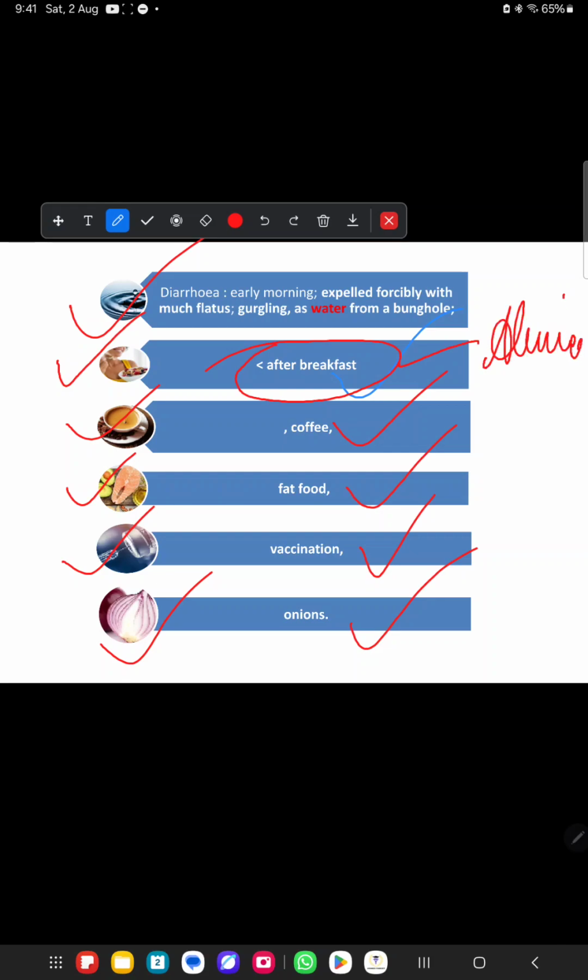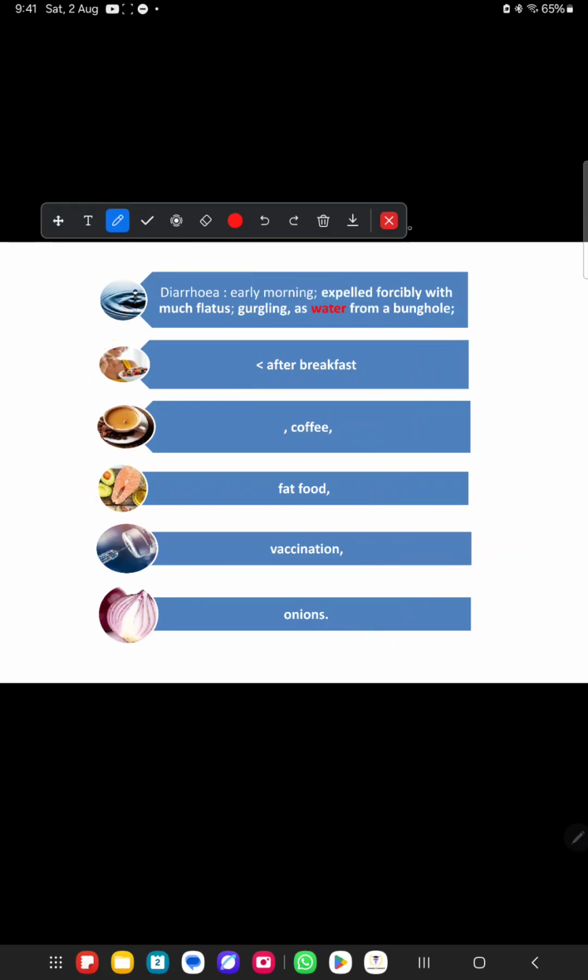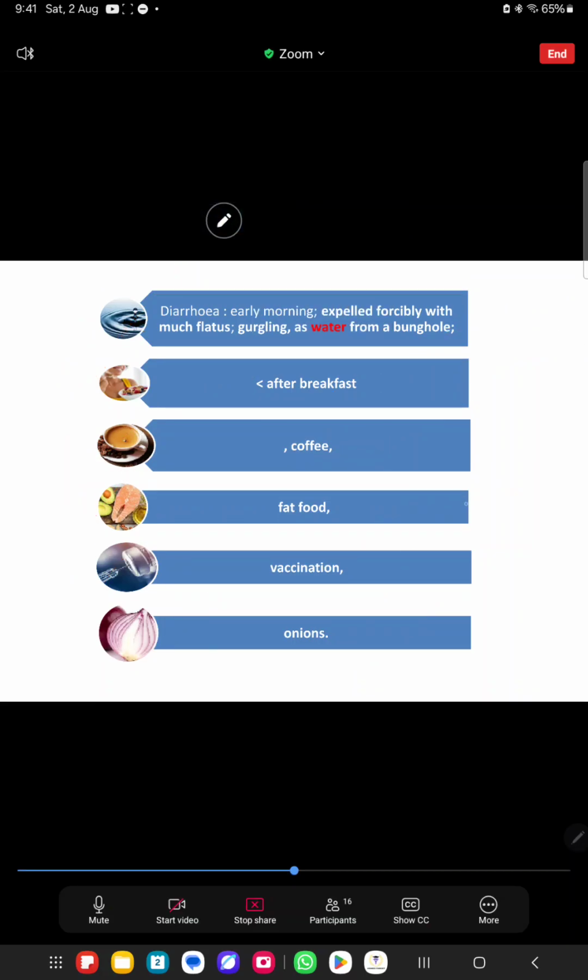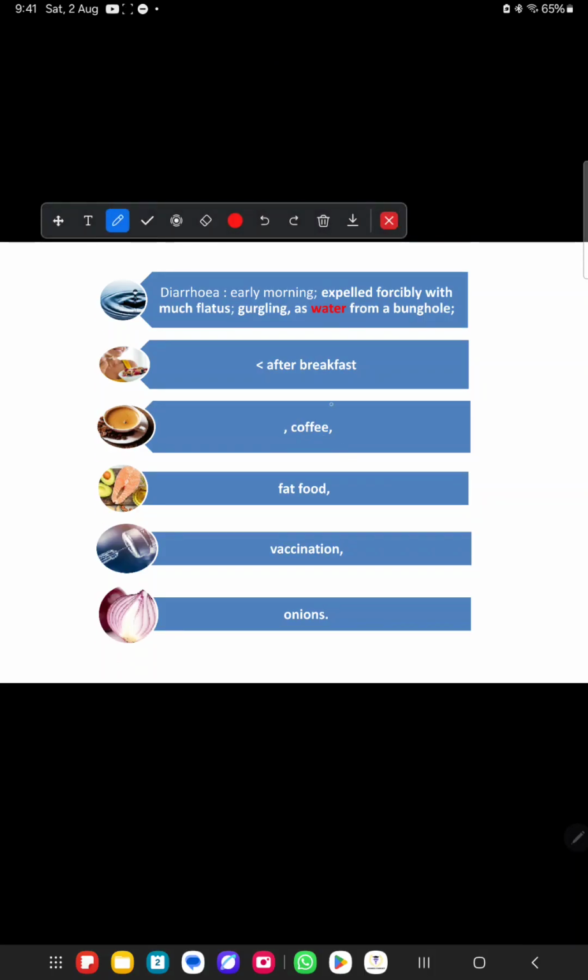Alumina is the medicine. Okay, just try to remember. But here coffee is written. So can anyone tell me the name of the medicine where irresistible desire for coffee is mentioned? Angostura. Angostura, very good, Hina.